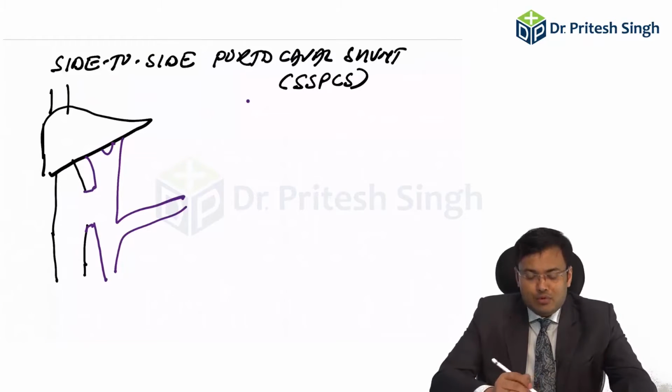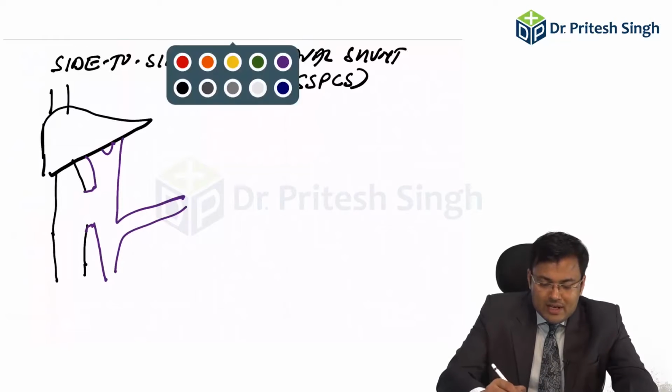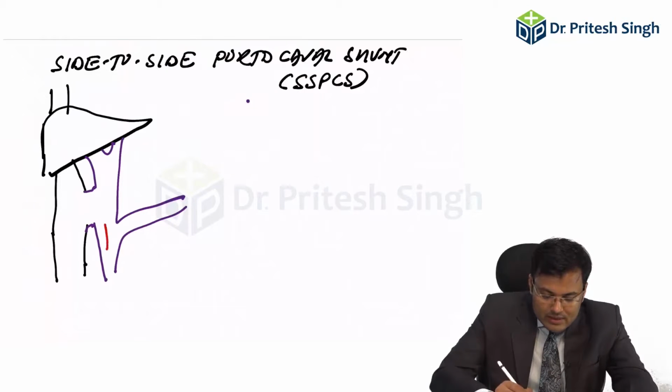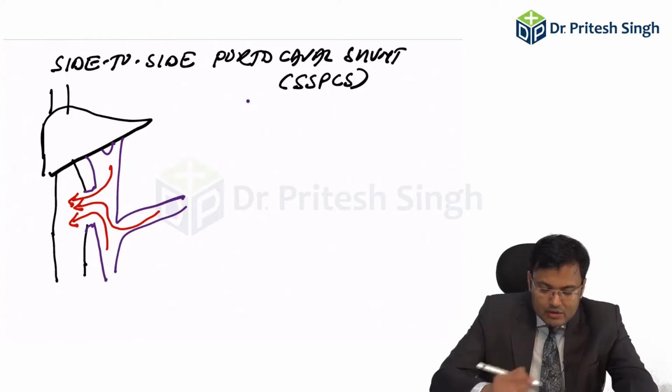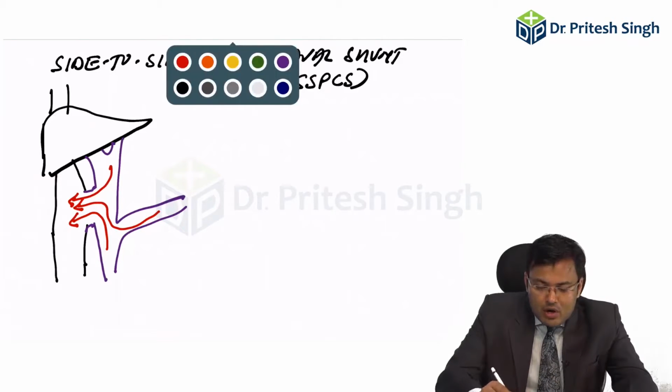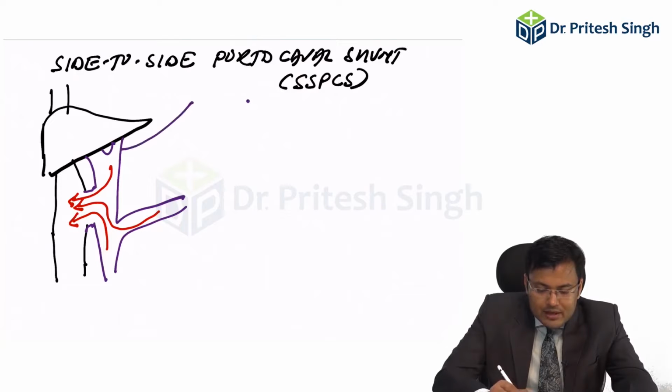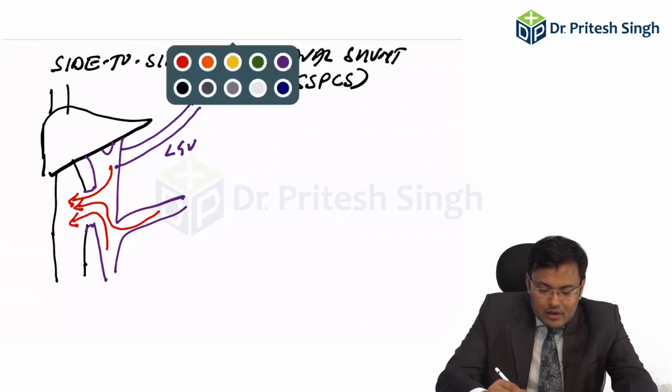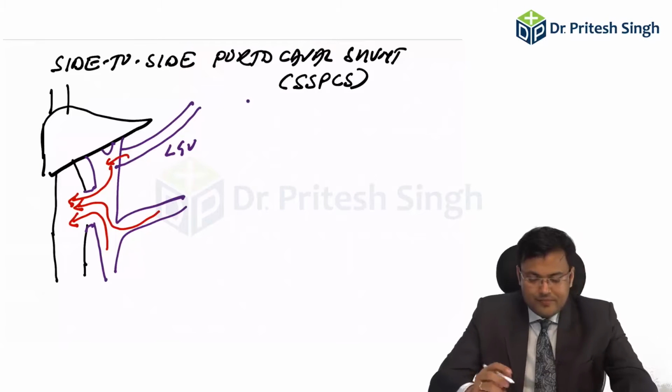So side-to-side portocaval shunt. Now you can easily make out this blood is going into IVC. This blood is also going into IVC, and this blood is also going into IVC. You must be thinking that from top, from where the blood is coming, can you see? This is the blood from left gastric vein. So even this blood is also going.